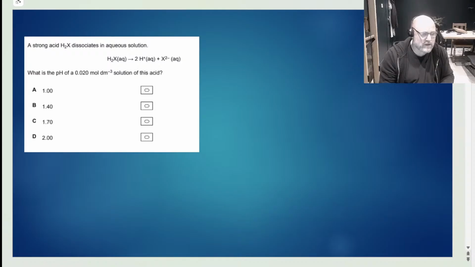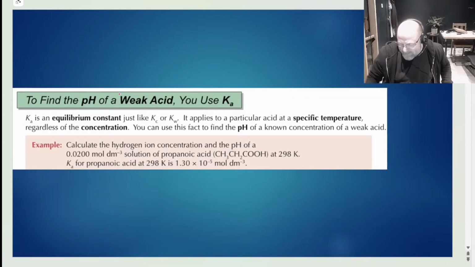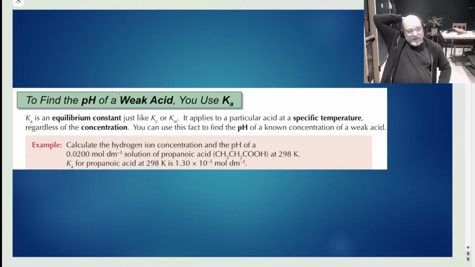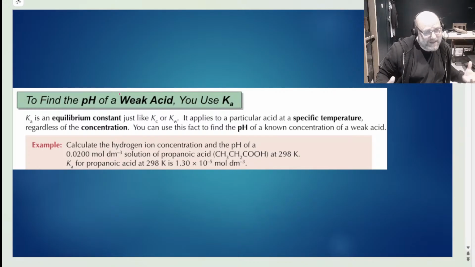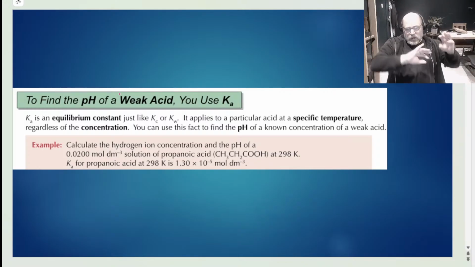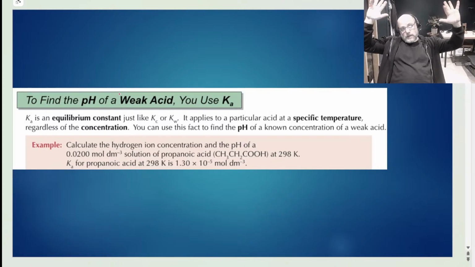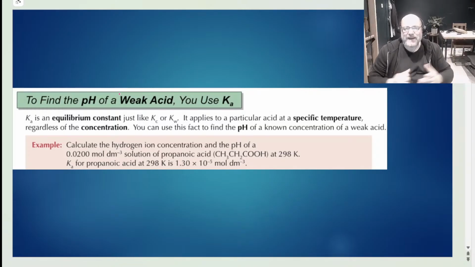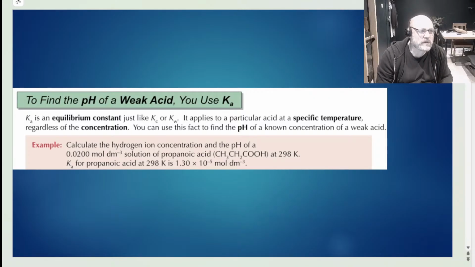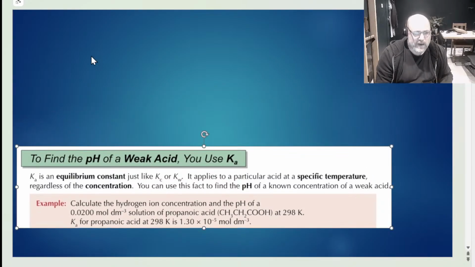Right, let's look at weak acids. Very acidic, 0.7. That's absolutely true. To find the pH of a weak acid, you've got to use Ka. Now, if you've done equilibrium, you've done Kc. Ka is the constant for acids, the weak acid constant, and it is represented by a little equation. Let's go through what we actually need to go through before I give you a couple of questions on it, because you might not have come across this before.